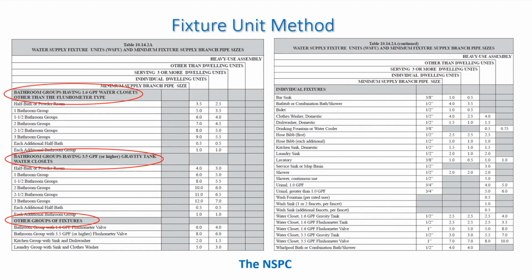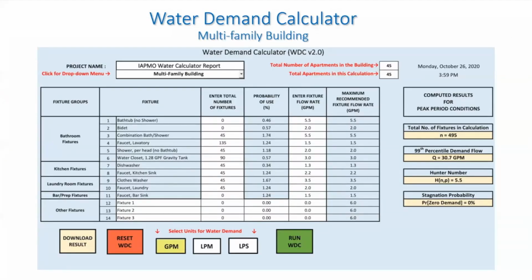So again, the three codes are still using the fixture unit method. They are still using the same design curve, Hunter's curve. However, they are modifying the fixture unit values differently between the three codes. Now, what IAPMO has done in recent years, first published in the 2018 Uniform Plumbing Code, is a new statistical model to estimate peak demand.